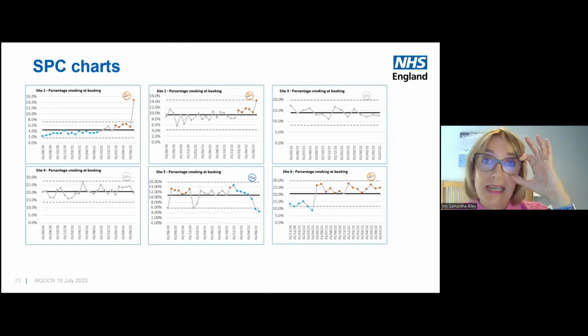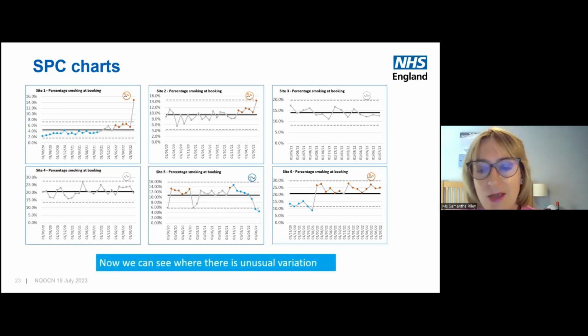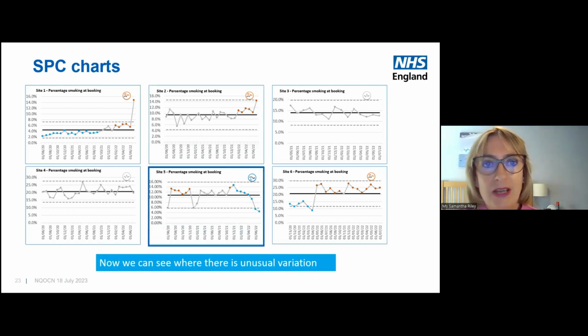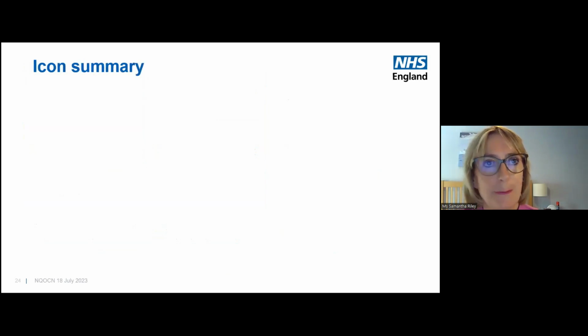We'd want to plot the data as SPC charts separately. And immediately now we can see very clearly where we are seeing different types of variation. So site 5 is showing significant improvement. And this is looking at percentage smoking at booking. We can see a couple of sites where we haven't got any statistical change in the data. And then we've got 3 sites here where we are seeing deterioration in the data. So it's much easier now, isn't it, to see what's going on.